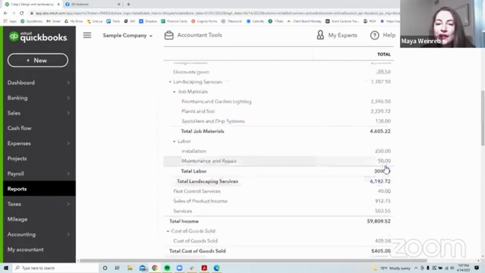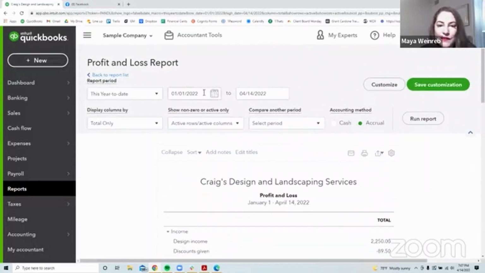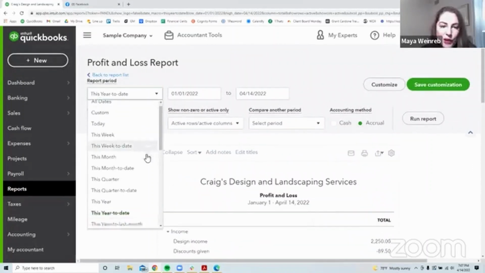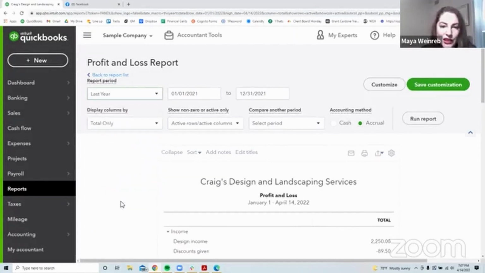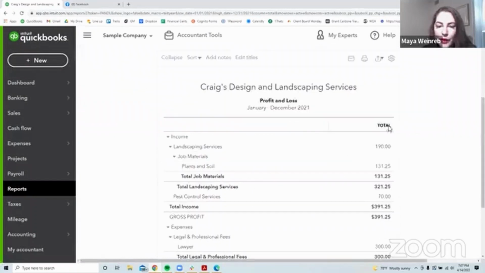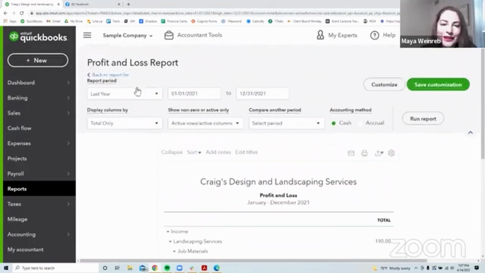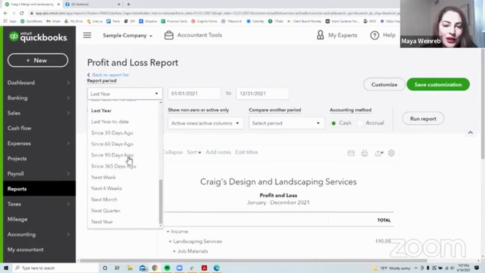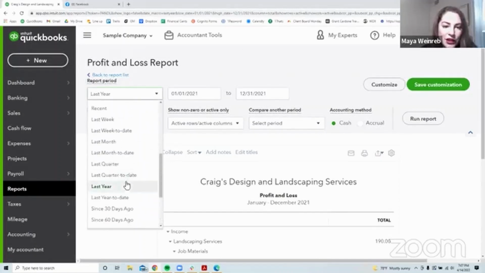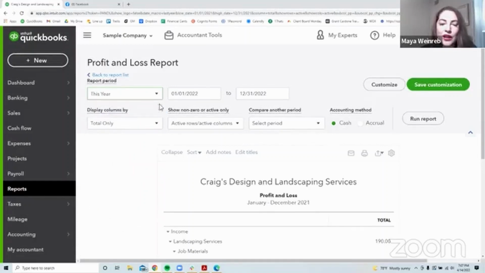Now, Craig did not make a lot of money so far this year. Let's see if we can look at it for last year. He probably didn't make a lot of money last year either, because this is a sample company, but we're going to look at it. Yeah, see, last year he didn't make any money. They just updated it all to this year. So we're going to run it for this year. And this is what's great about QuickBooks, is that you can just change the date range and stuff that you want to look at.